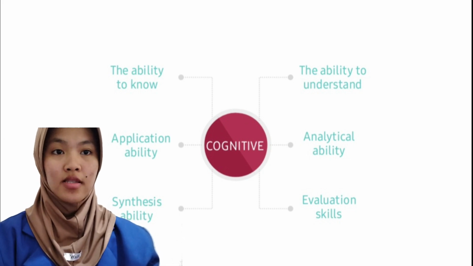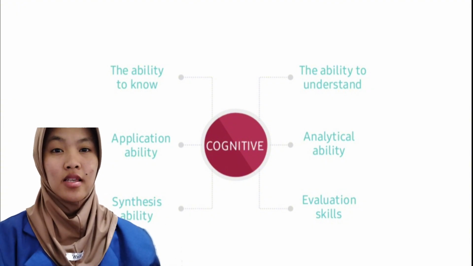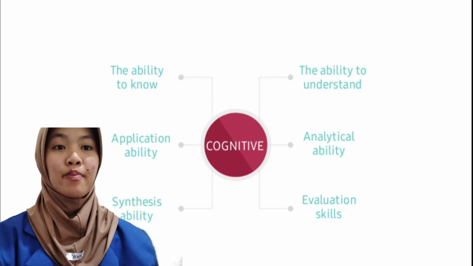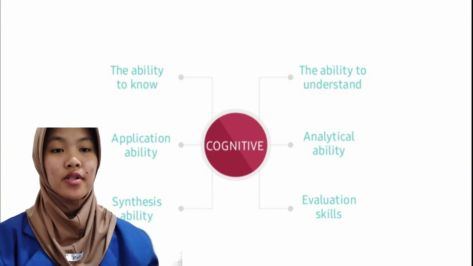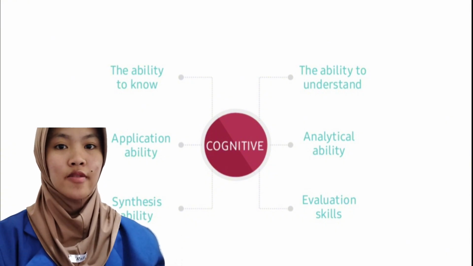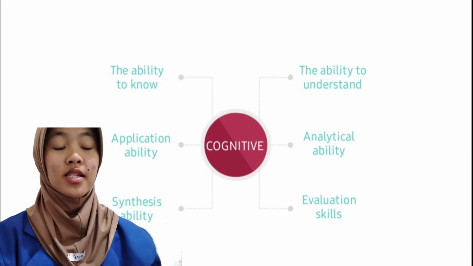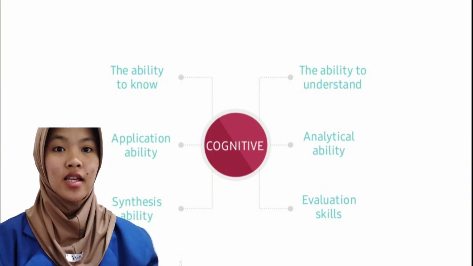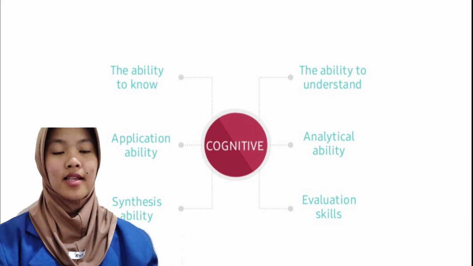The ability to know is the lowest level in the cognitive domain, which is the ability to remember or memorize something that has been previously learned in the form of facts, principles, theories, processes, patterns, and structures. The verbs used in this level are mentioning, matching, restating, describing, composing, defining, labeling, listing, recognizing, relating, and selecting.